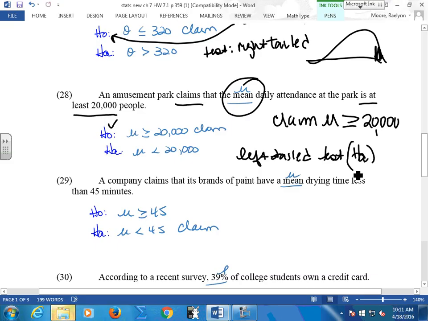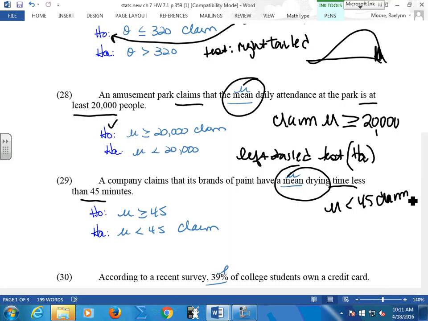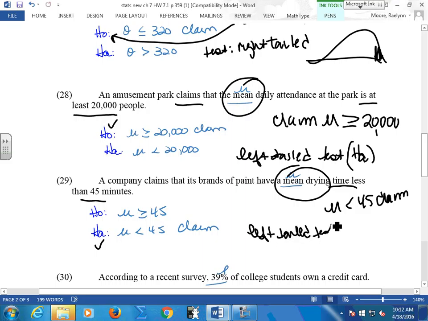A company claims that its brands of paint have a mean drying time less than 45 minutes. So mean less than 45. This is the claim. Notice the claim could be the H0 or the HA. Claim, we find the claim first. Is this HA or H0? HA, no equal sign. What tail test is this? Where's the arrow pointing? Left. The left tail test. Whichever way that arrow is pointing, there's your test. Okay?